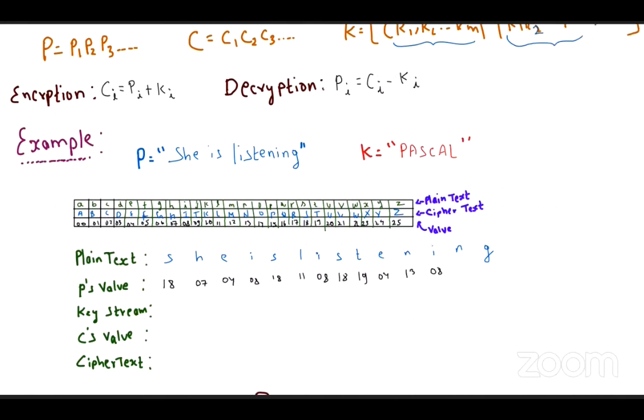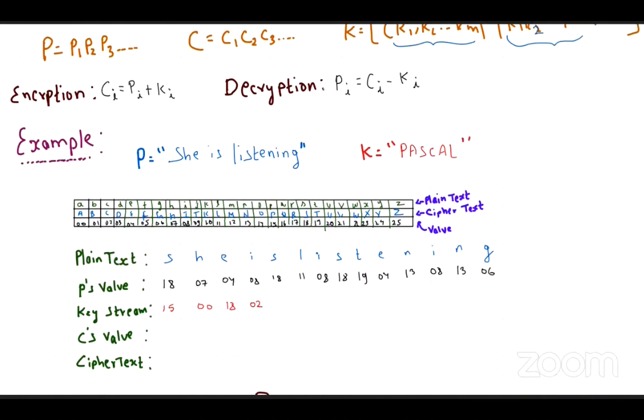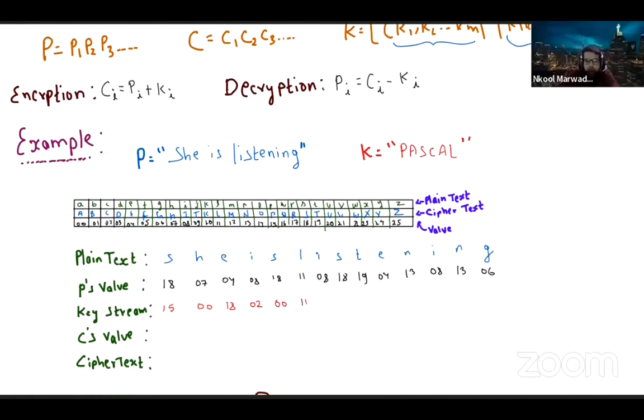These are all the letters visible now. Now the key string is Pascal: P is 15, 00, 18, 02, 11. Sorry, 15, 00, 18, 02, then once again 00. A small mistake and it's gone. Yes, sir. 00, 11, 15, 00, 18, 02, 00.